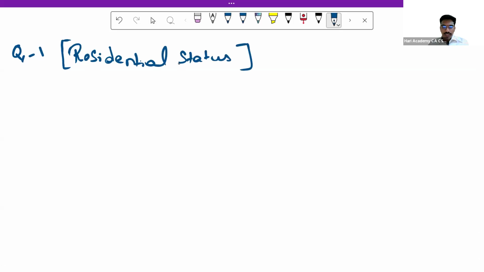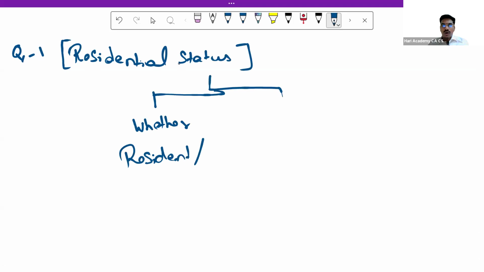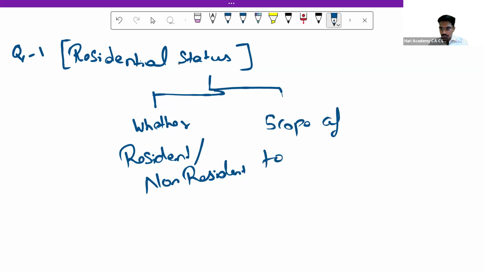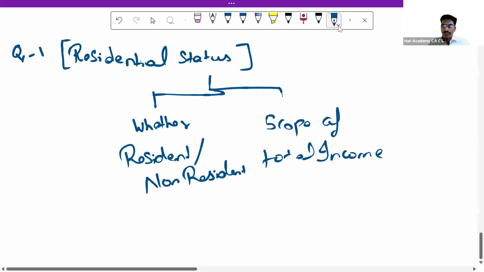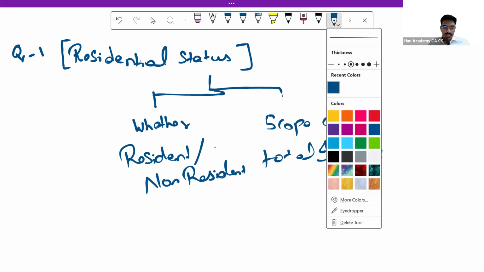Generally, in the residential status chapter, there are two types of questions. The first one is in relation to whether resident or non-resident. So you have to find the residential status. The next type of question is the scope of total income question. Here you need to find what is the taxable income of the specified person. So these are the two types of questions, and we'll be handling one type of question in each.